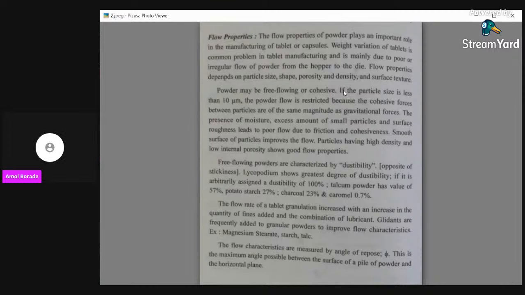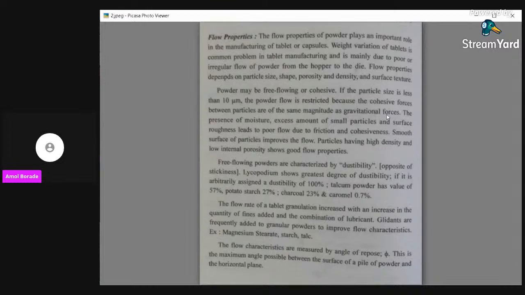If the particle size is less than 10 micrometer, the powder flow is restricted because the cohesive forces between particles are of the same magnitude as the gravitational force. Earlier in another lecture, we already studied this universal truth: if the particle size is reduced, the cohesivity will increase. And if cohesivity increases, the flow will not be proper.